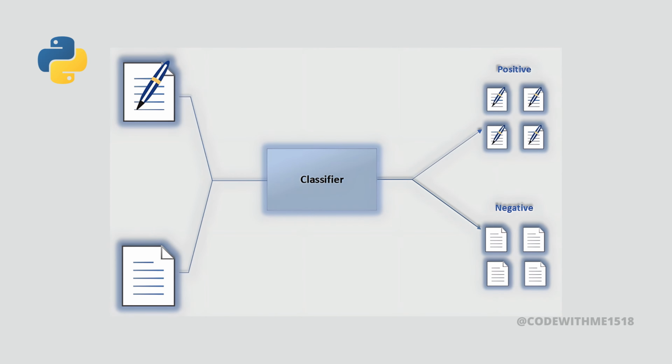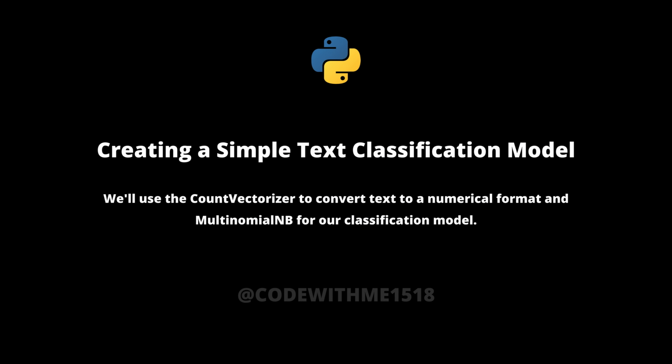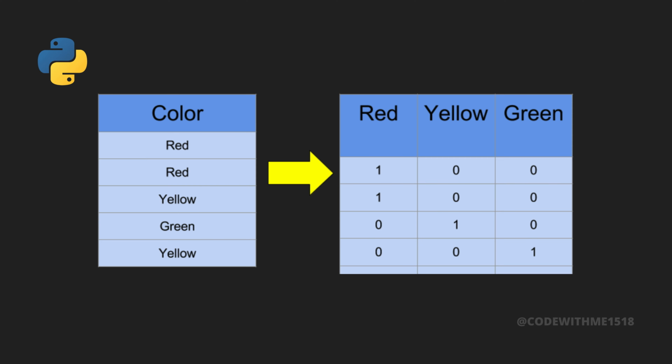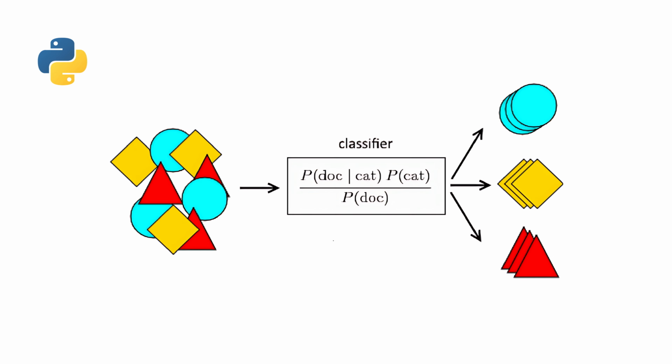Now, let's use this pre-processed text data to create a simple text classification model. We'll use the CountVectorizer to convert text to a numerical format and MultinomialNB for our classification model. Here's how we can build and train our model.